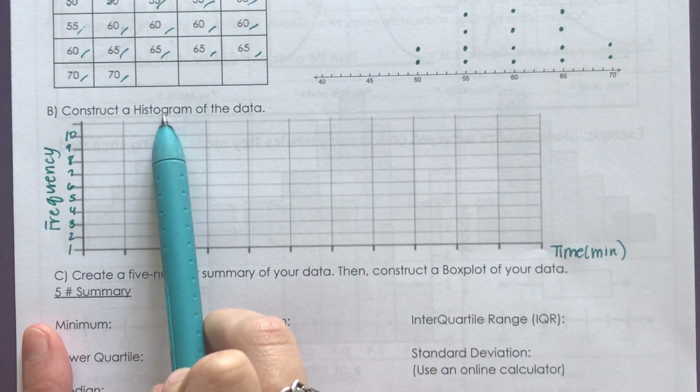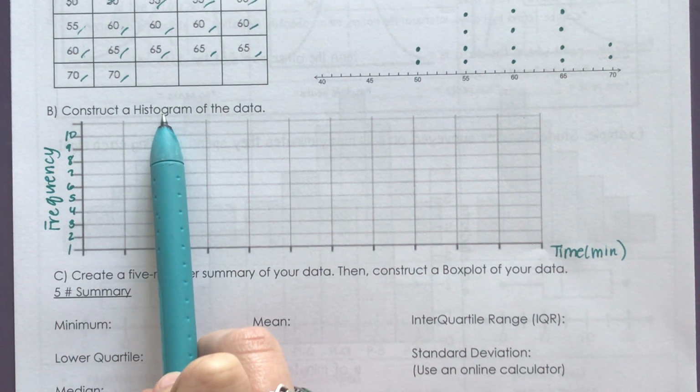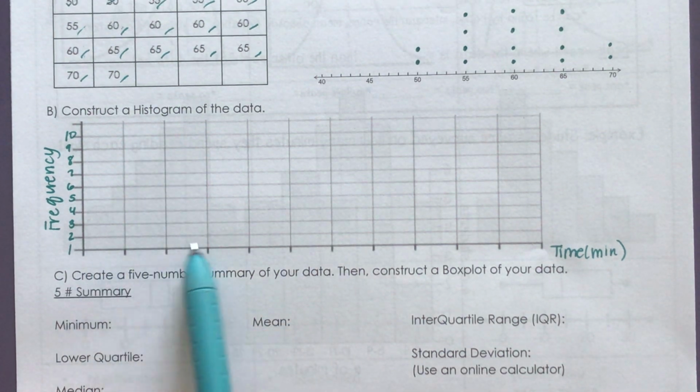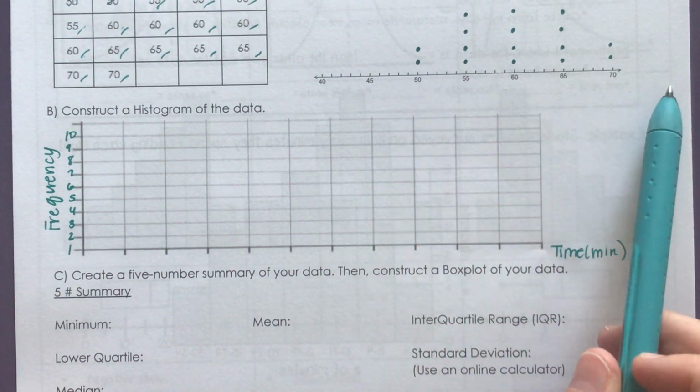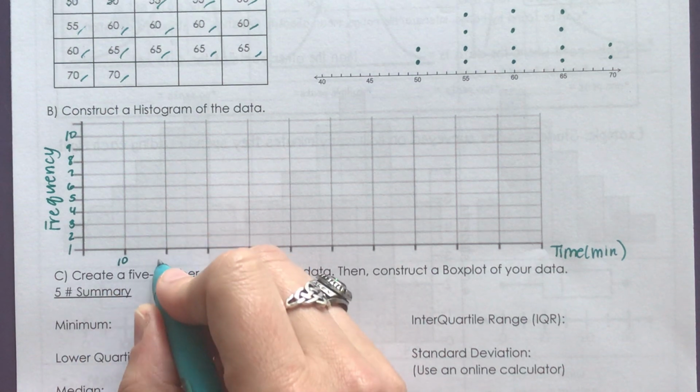Now, a histogram almost looks like a bar graph, but it's talking about frequency, how many times something occurs. So I'm going to count mine by, since I have to go from 50 to 70, and I've got a lot of space here, I'm going to count by tens.